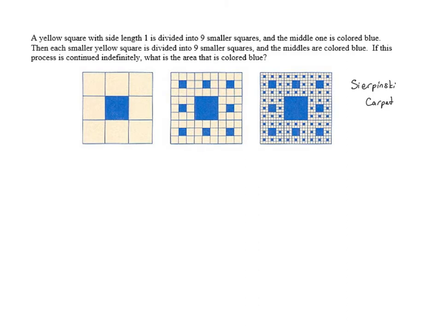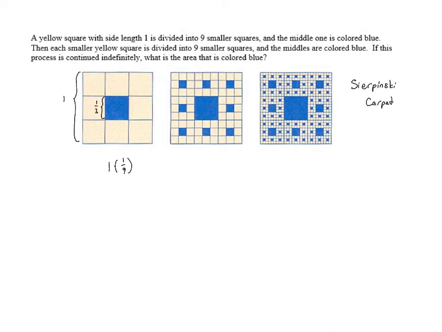Anyways, we want to know what the total area is that is colored blue. And so I want to look first at the blue that we get in the first step, and then the blue that we get in the second step, and then the third step, etc. So here we have one square that's colored blue, and the area of that square is going to be 1/9, because the total side length of the largest square is 1. So that means the side length of this smaller square is 1/3. And so the area is 1/3 times 1/3, which is 1/9.